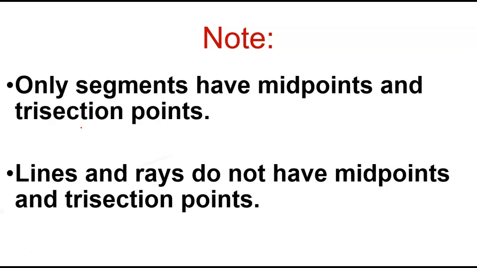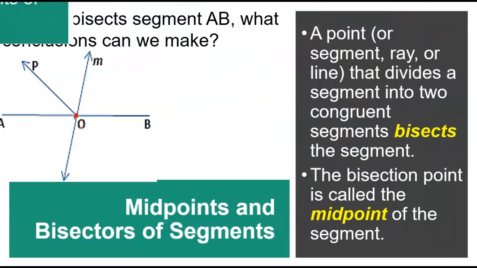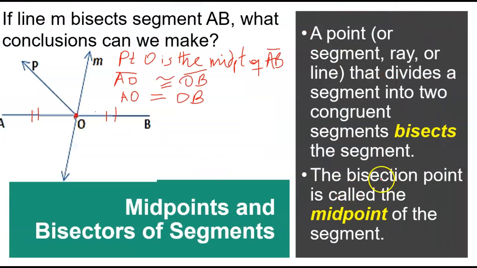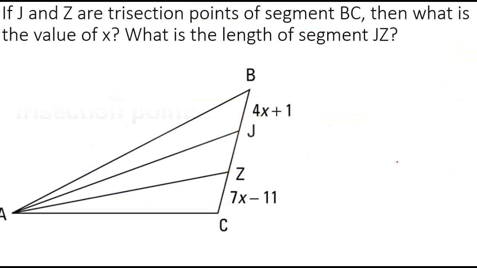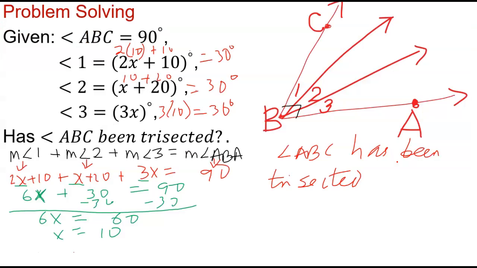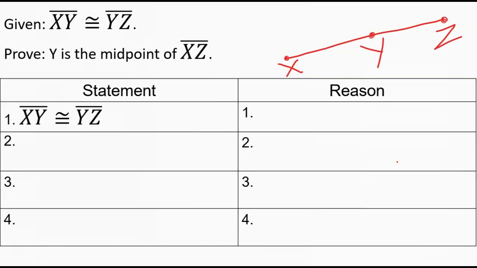So the midpoint here. Let me go to that. See the definition of midpoint? The bisection point is called the midpoint. So before we prove midpoint, we have to prove that that point is the bisection point. The rule says that if a point divides a segment into two congruent segments, then it bisects it. So we're going to use those two statements to prove it, because you always go from what is given. You don't jump or assume anything.